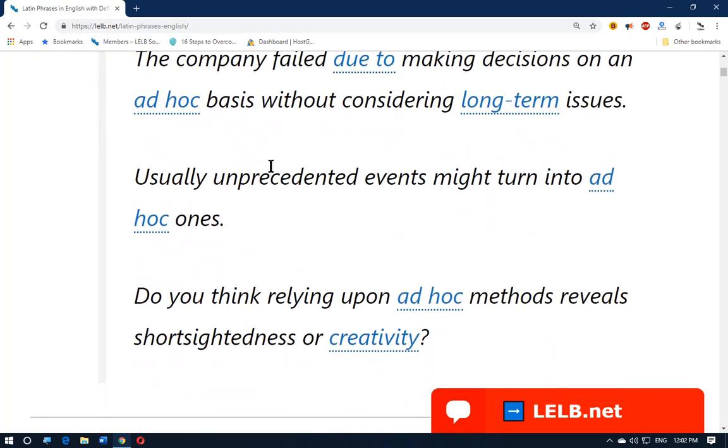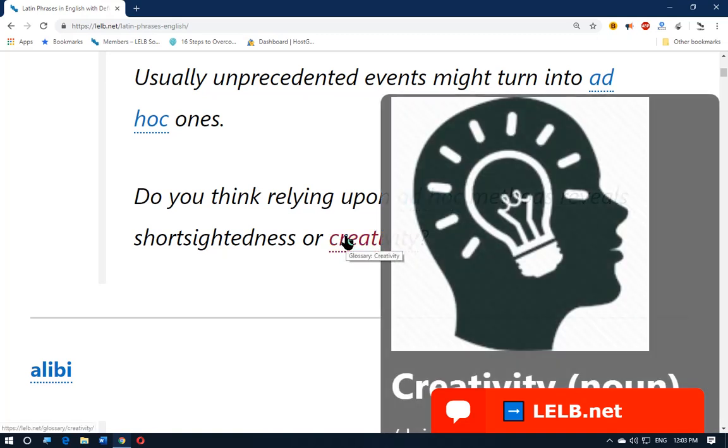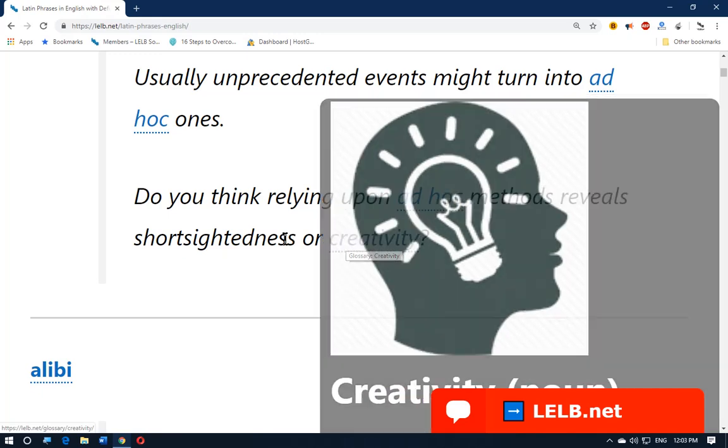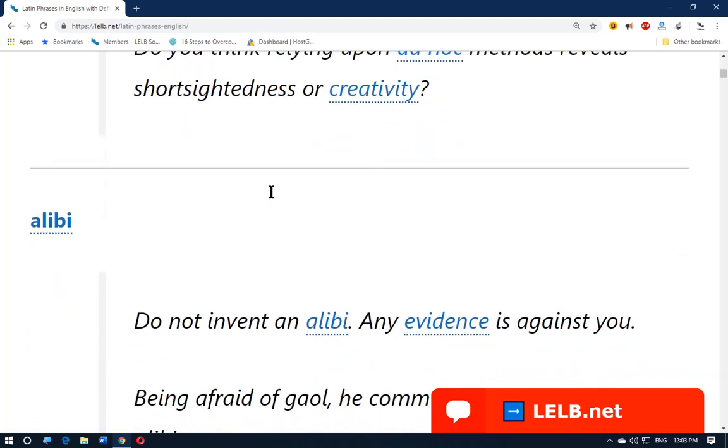Usually unprecedented events might turn into ad hoc ones. Unprecedented means something that has not happened before. Do you think relying upon ad hoc methods reveals short-sightedness or creativity? Creativity means using your imagination. So simple. Okay, this was the first Latin phrase.